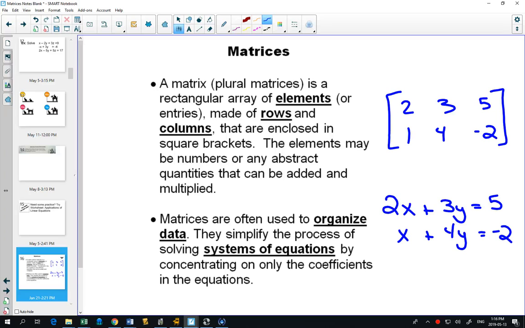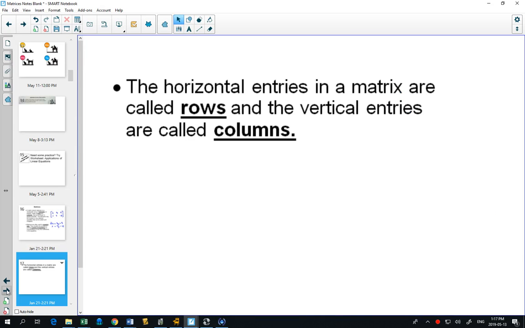And so you can see why the mathematicians like this, they can write less. They didn't have to write the x's, they didn't have to write the y's, no equal sign. It's a little bit more streamlined and a little bit more efficient. With a matrix then, you would have to know that your first column represented your x values, your second column represented your y values, and your last column represented your answers. Okay? The horizontal entries are your rows, vertical entries are your columns.